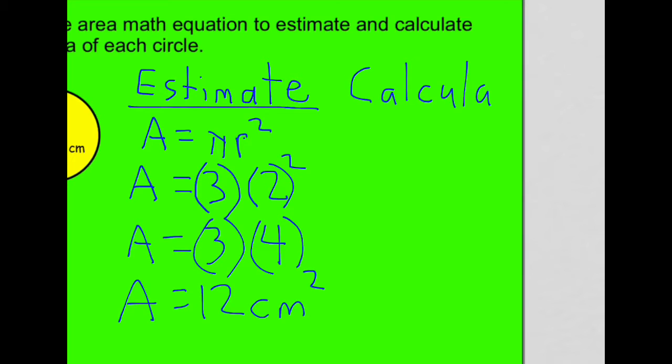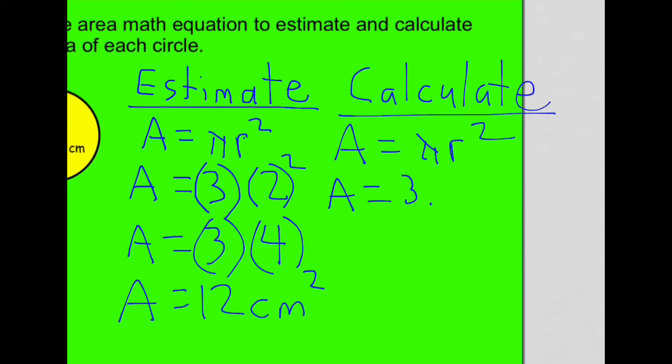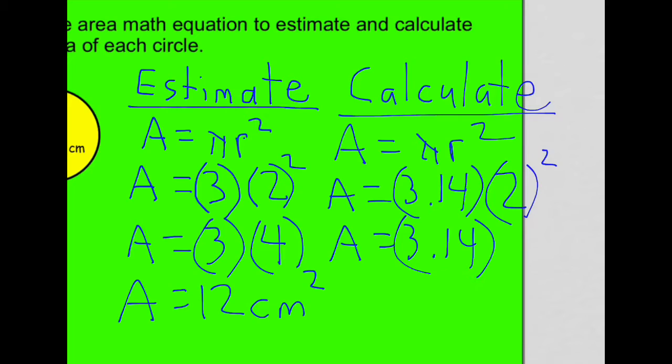Calculate means to find the exact answer. Same math equation, A equals pi times the radius squared, but this time we're not rounding anything off. So this is going to be A. Remember, we use 3.14 for pi. And the radius is still 2, and that's squared. We do the exponent first. A equals 3.14 times 4. And then we work that out.